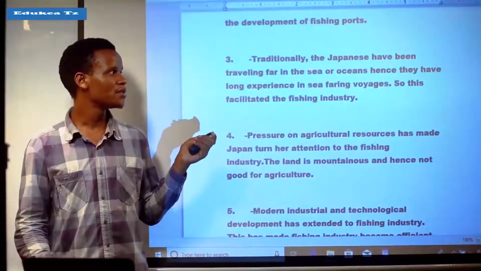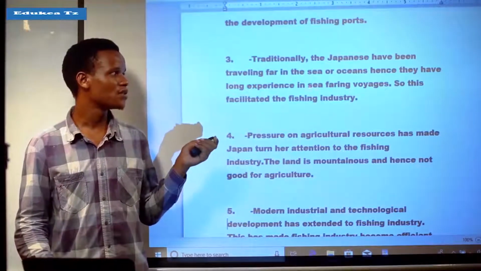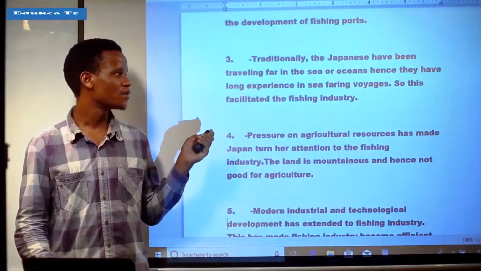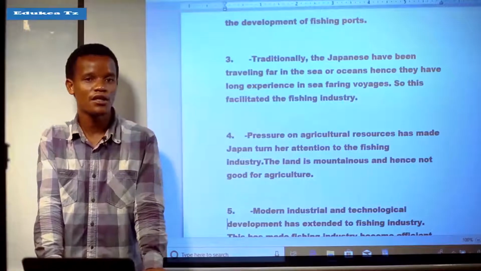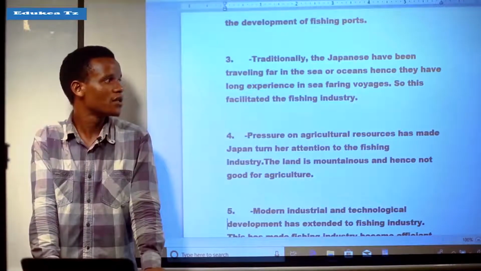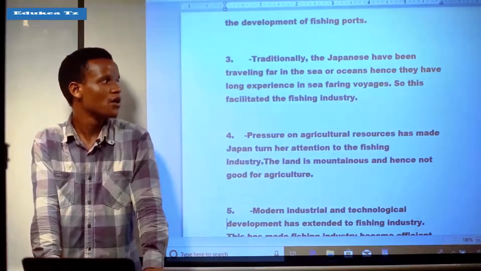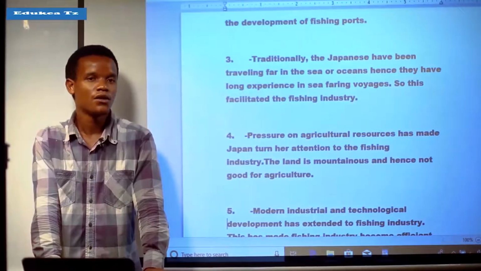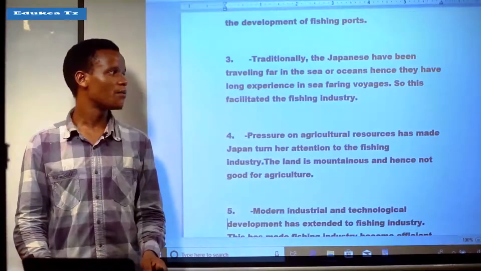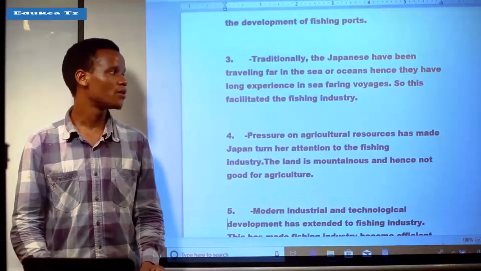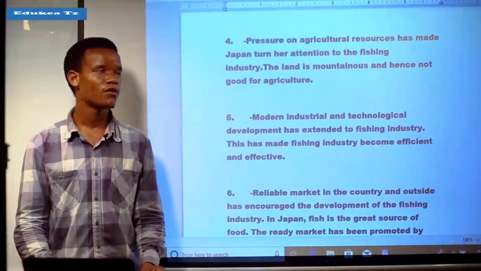Also, traditionally, the Japanese have been traveling far in the sea or ocean, hence they have long experience in seafaring voyages, so this facilitated the fishing industry. Traditionally, the Japanese traveled much into different areas across the world, so they gained experience in fishing. Through those experiences, they applied them to facilitate the development of the fishing industry. So that is another reason that contributed to the development of fishing.